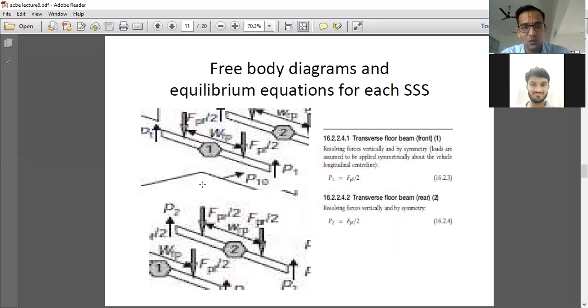If we are saying P1 is the reaction available, then FPF, F is force, PF, that is passengers at front. So the front passenger load is going to be divided by 2, and P1 is the reaction. So what we are getting is the condition like this: P1 is equal to FPF divided by 2. I'll represent it over here with the help of a diagram.